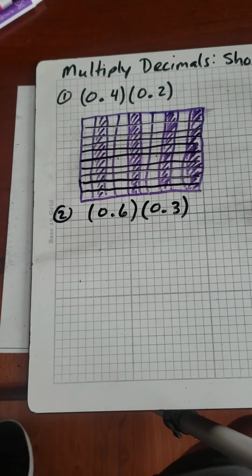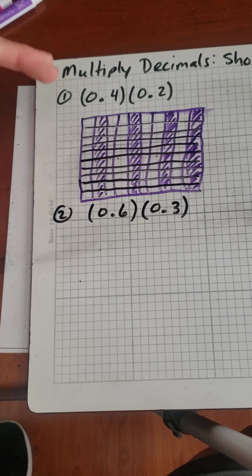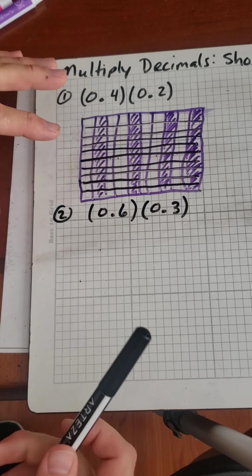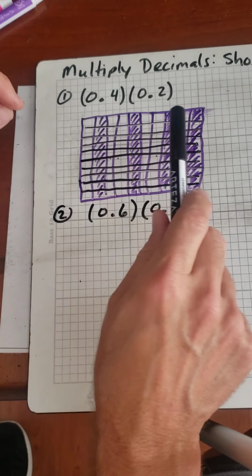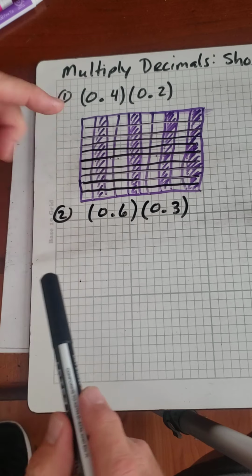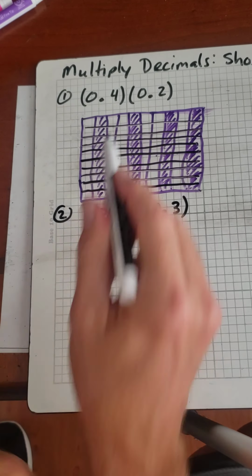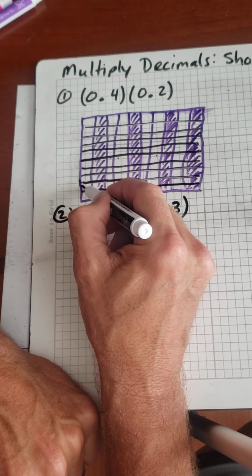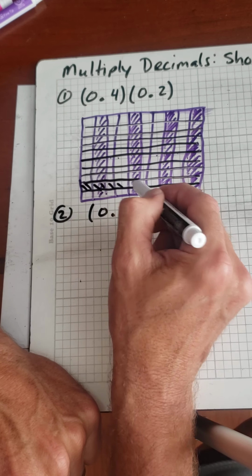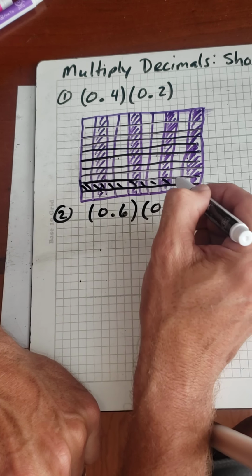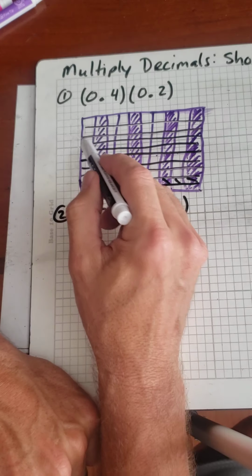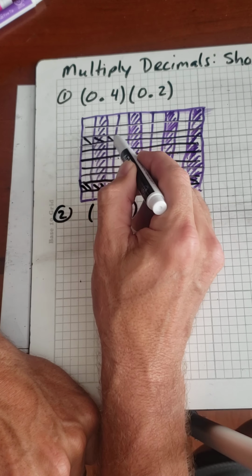Okay, so there's my tenths for the second number. And then just like in fractions, where you shaded going the opposite direction, that's what we're going to do. So now I'm going to shade going horizontally, and I have 2 of them. So I'll shade this one in. Okay, right there. And maybe I'll shade this one up here.